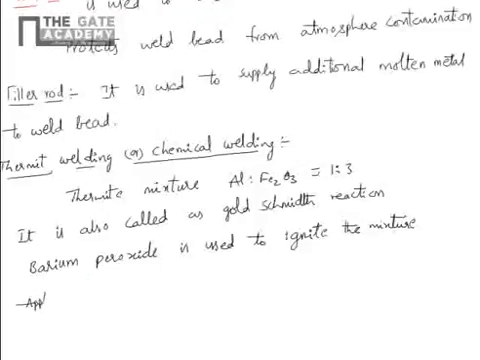Application: to join rails in remote areas. This is a special welding technique where you need only metal powder, aluminium and iron oxide powder, and barium peroxide. You can join any type of metals.